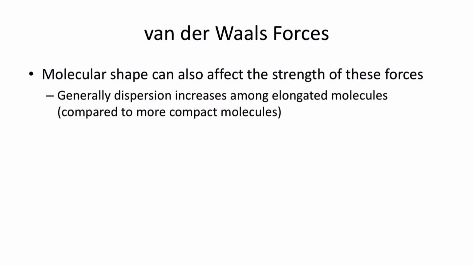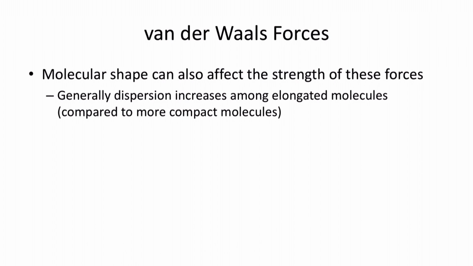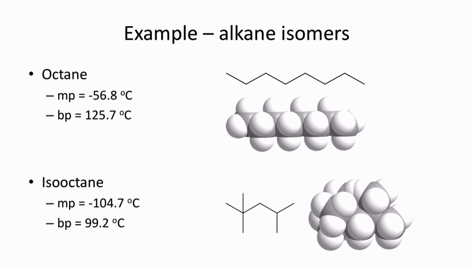The shape of the molecule can also affect how strong these forces are. As a general rule of thumb, the more stretched out or elongated the molecule is, the stronger these forces are going to be, or the magnitude of these forces increases. And we attribute this to a greater dispersion between them. Okay, so here's an example. Let's look at two isomers of things that are called alkanes. Here's octane, which has 8 carbons in it and 18 hydrogens in it. And you can see the structural formula for octane down here.